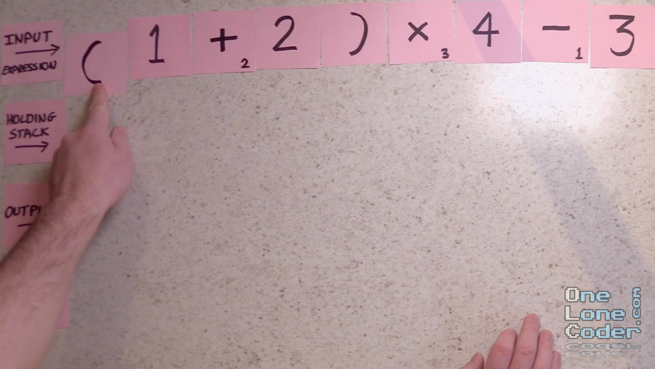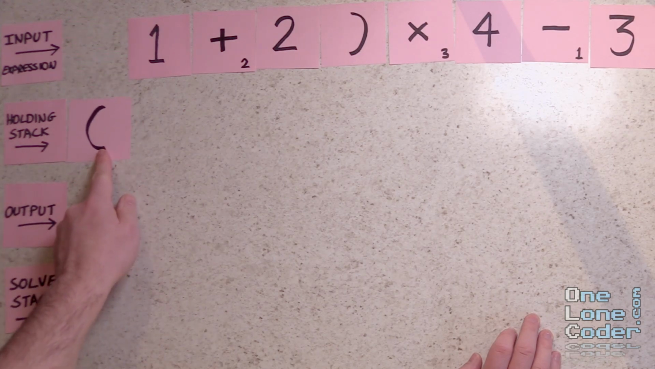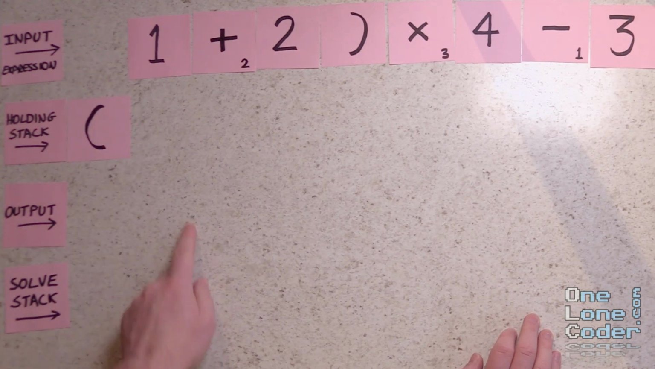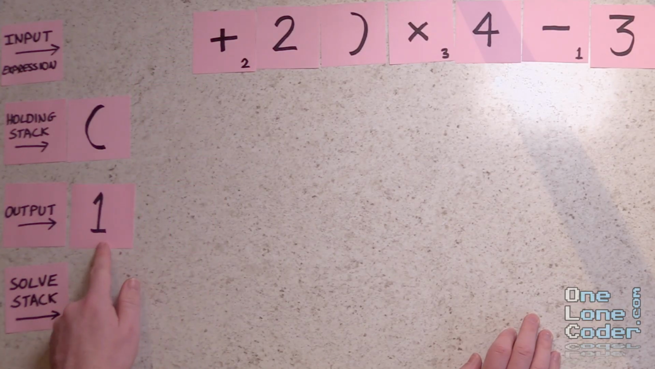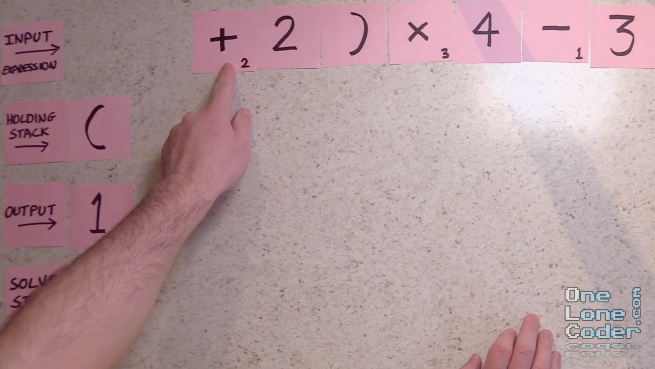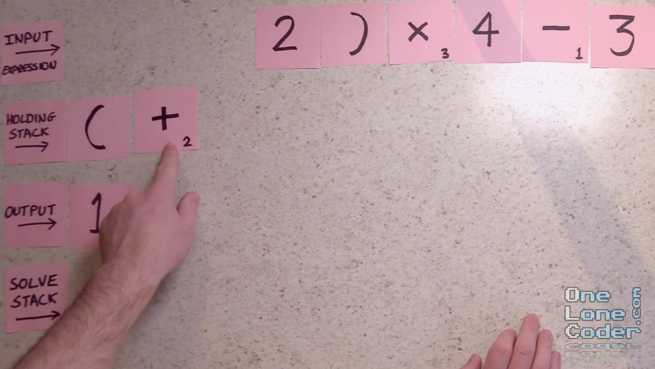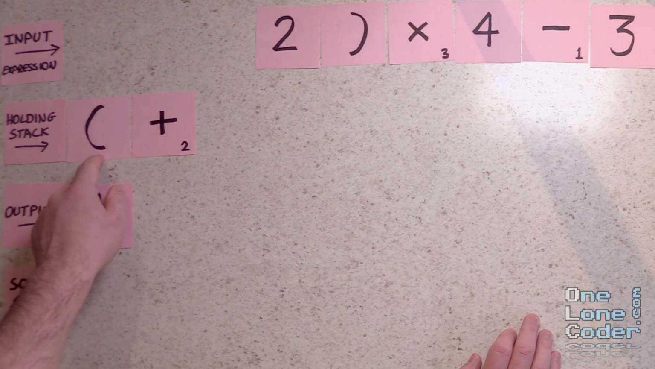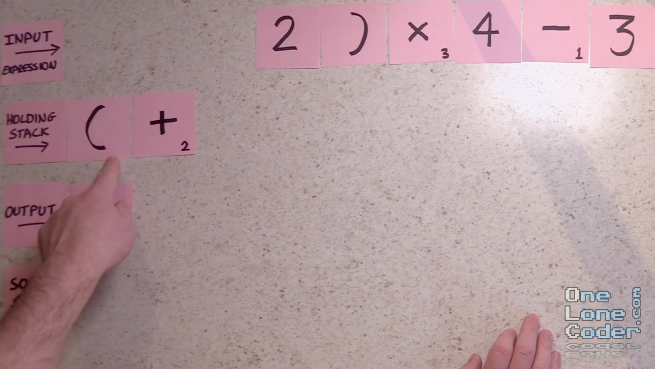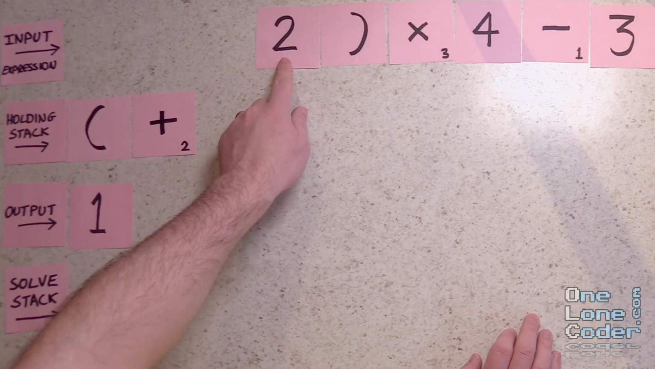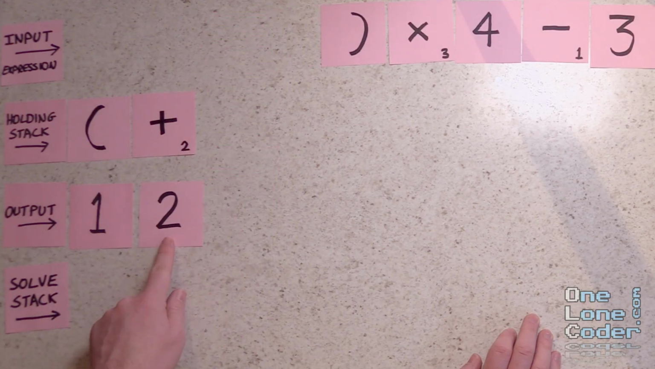So our first token is an open parenthesis. We're just going to push that straight onto our holding stack. Next token is the value 1. That can go right through to our output. Next token, addition. Well, it doesn't have higher precedence than a bracket, but it's a special case, so we're going to assume that the precedence of the bracket is 0. Read the next token, it's the value 2.